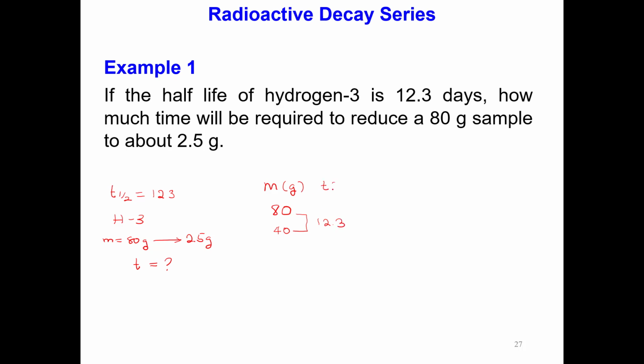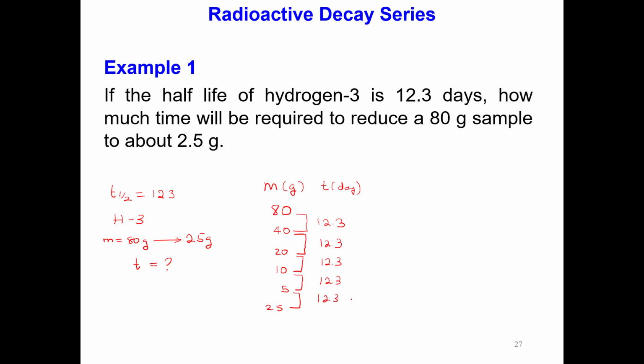And let me write here the time in days. We don't need to write days each time. Now, if this sample is reduced in half, it will take another 12.3 days. If this sample is again reduced in half, it will take 12.3 days. If this sample is reduced in half, it will take 12.3 days. And if this sample is reduced in half, it will take 12.3 days.